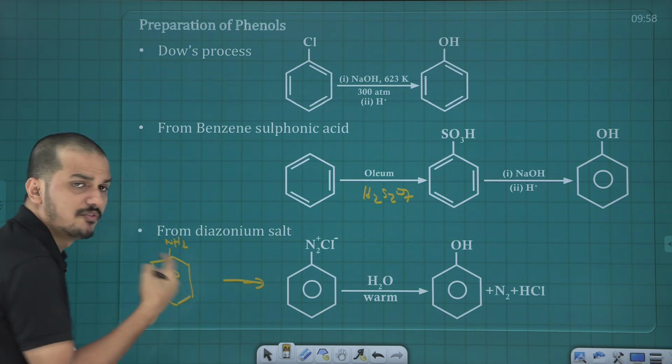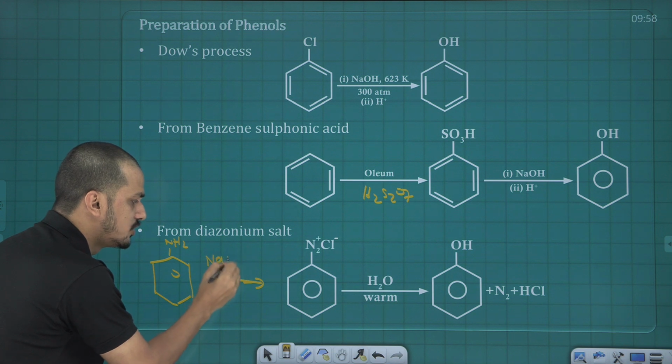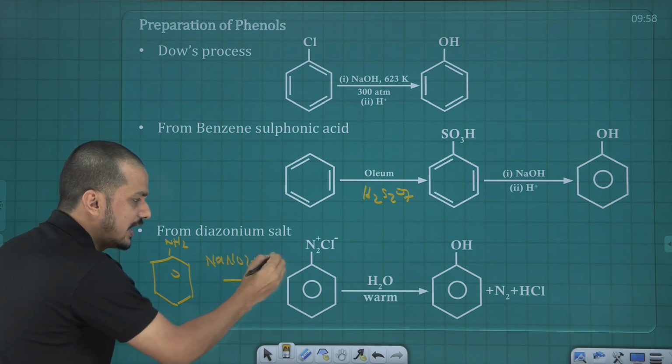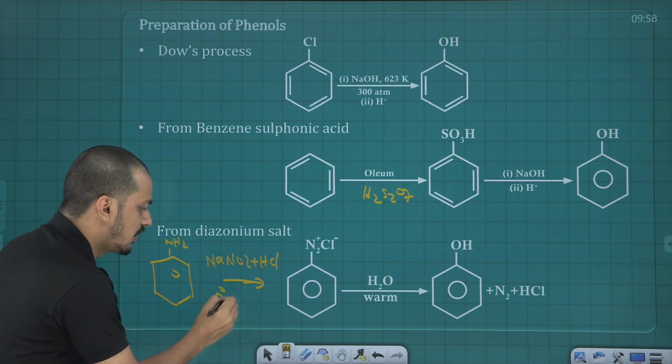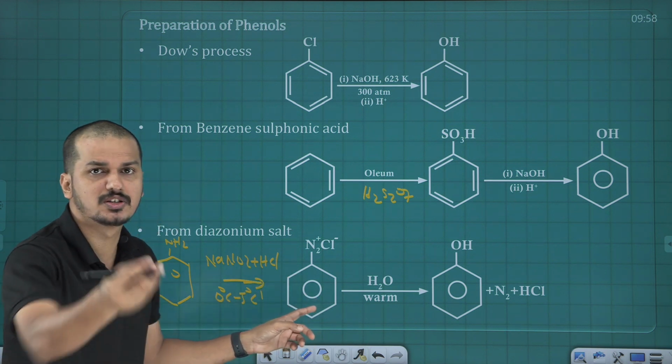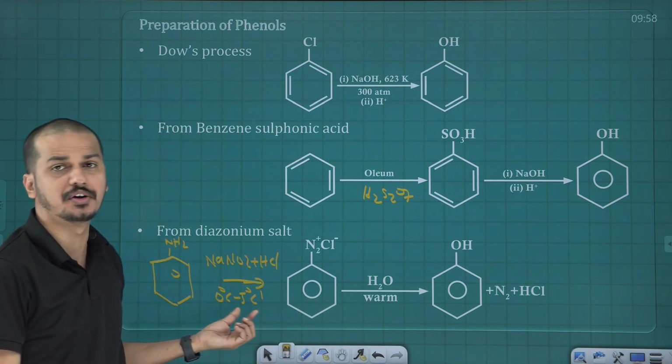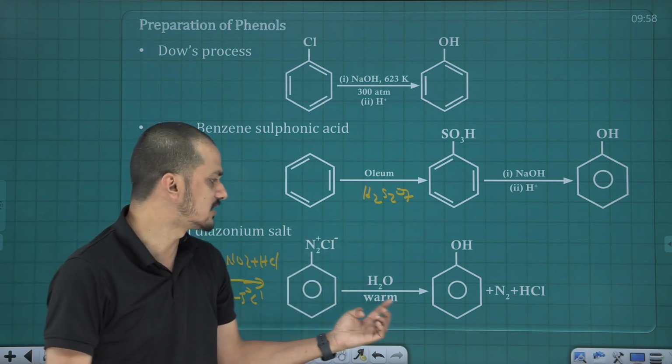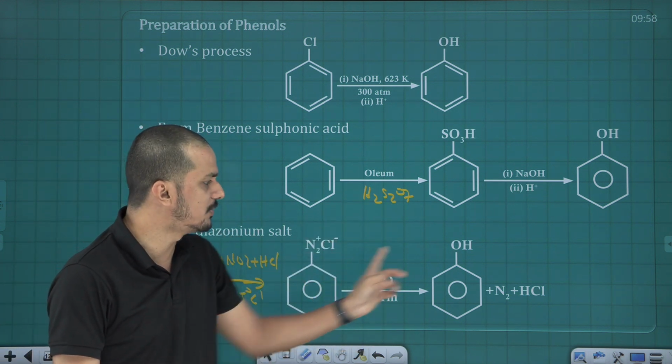That aniline we are treating with what? NaNO2 and HCl. Okay, that means nitrous acid at 0 degrees Celsius to 5 degrees Celsius. They will give you benzene diazonium salt, which in warm water is stable only at 5 degrees Celsius. If you are heating to 10 degrees Celsius, then that benzene diazonium salt will be converted to what?